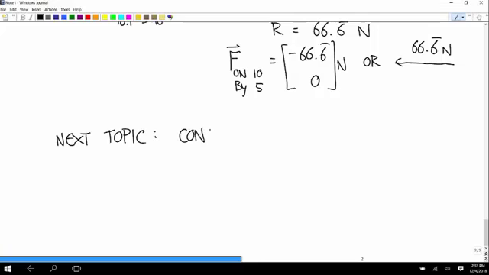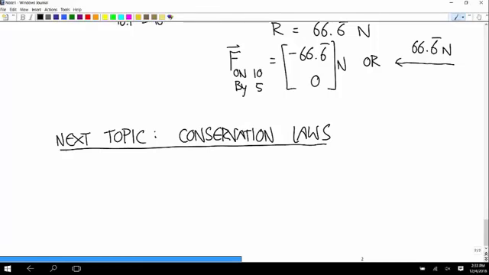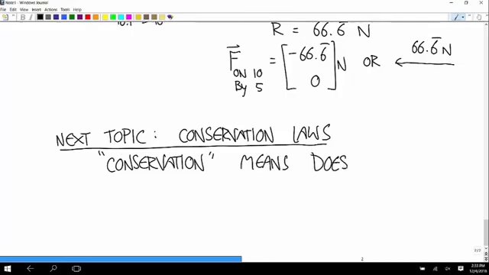Conservation laws. Conservation in science means values that don't change over time. So for example, conservation of energy means the total amount of energy in the universe is the same at one time as it is at a later time.